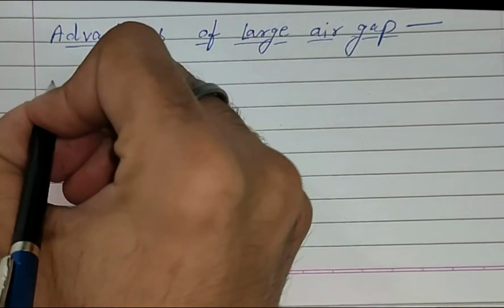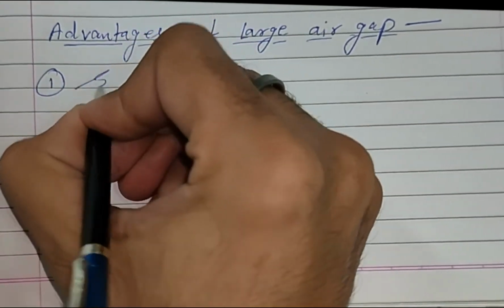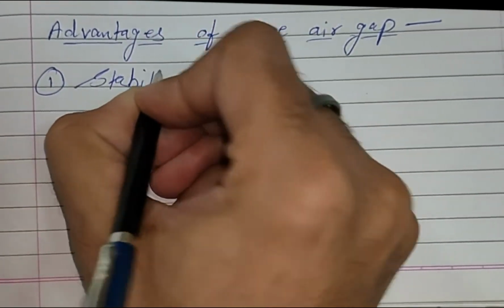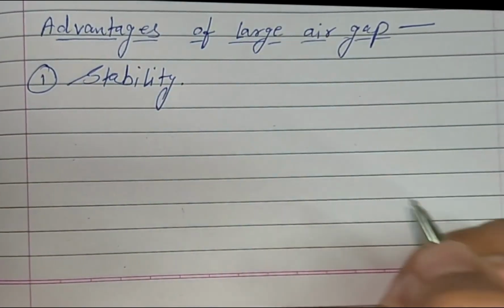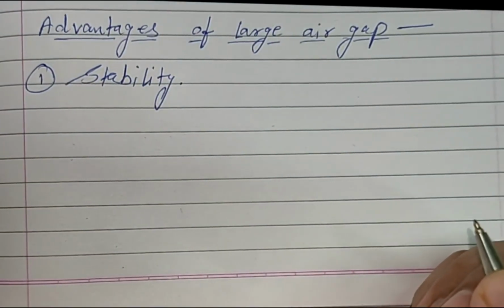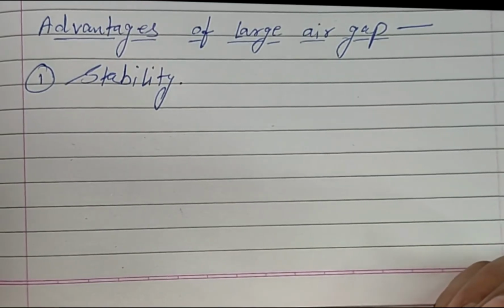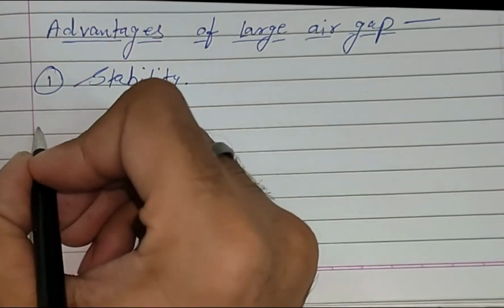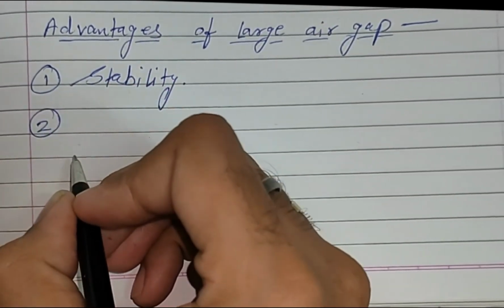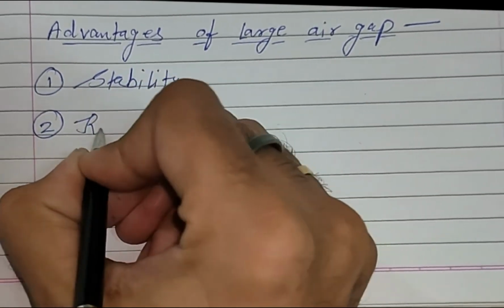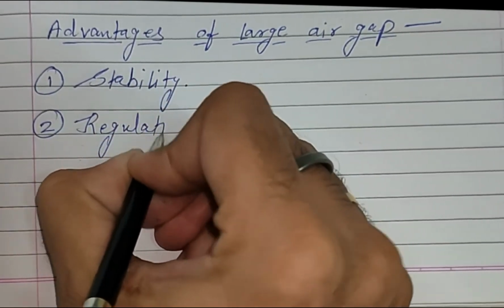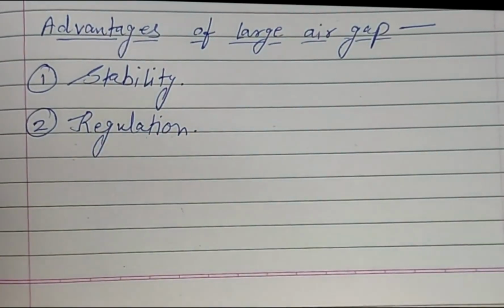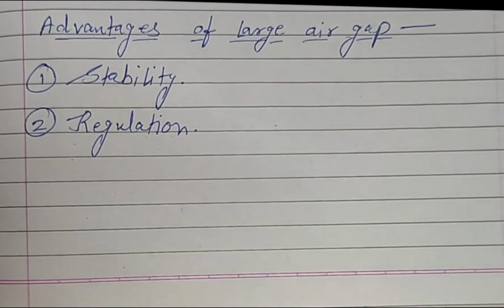So again, here the first constraint is the stability. If a larger air gap is selected, a higher value of stability limit can be obtained. The next point of discussion would include the regulation. A smaller value of inherent regulation can be observed with a larger length of the air gap.